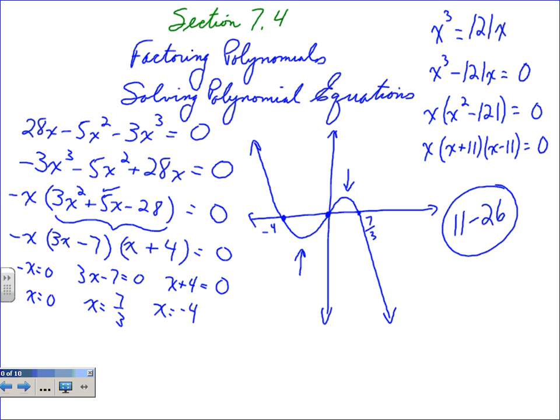Okay? Next topic. The directions on the next set of problems say, use a graph, synthetic division, and factoring to find all the roots. Is there a difference between finding the roots and finding the zeros? No. Okay. All right, so let's take an example.